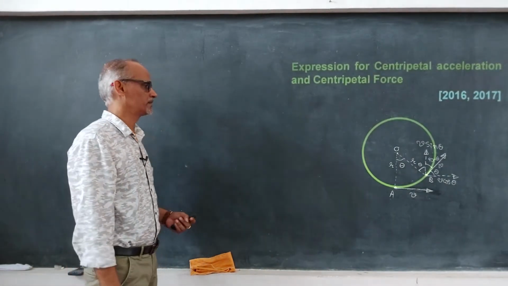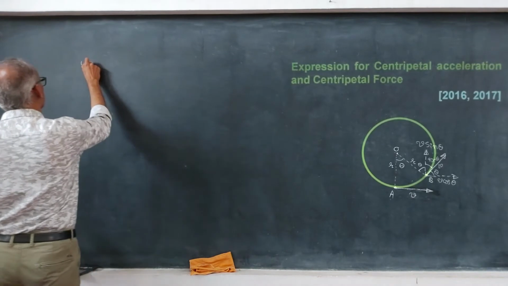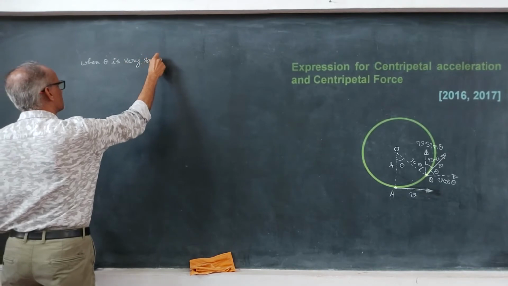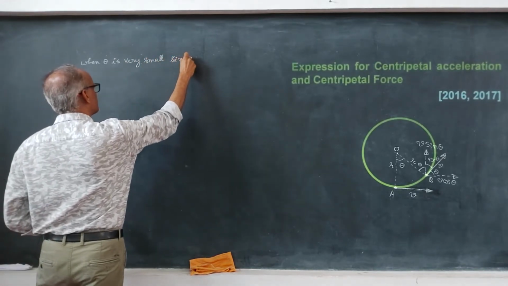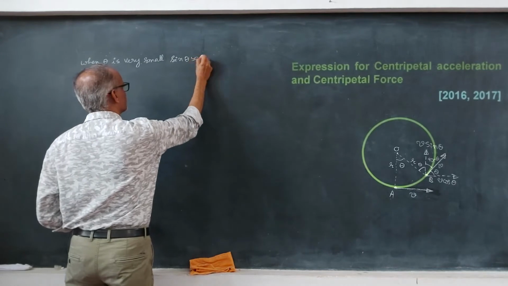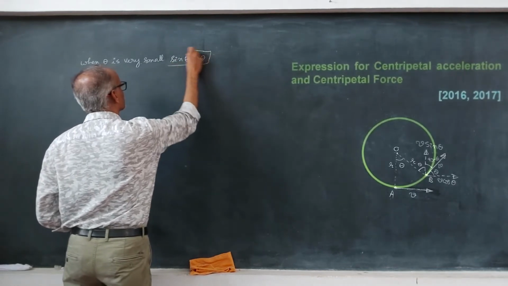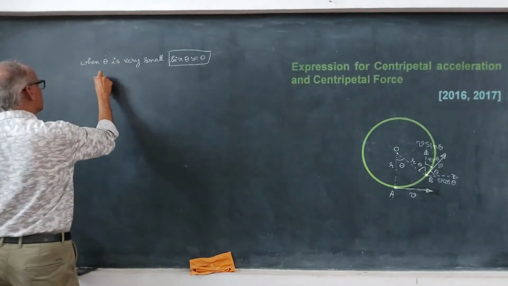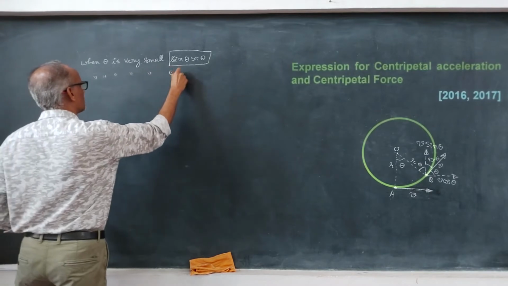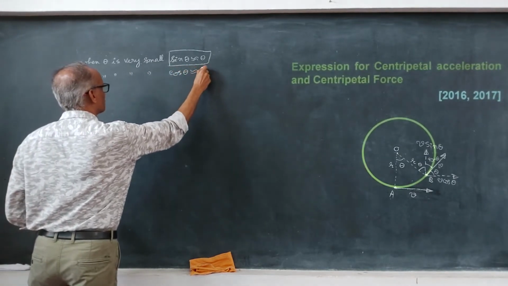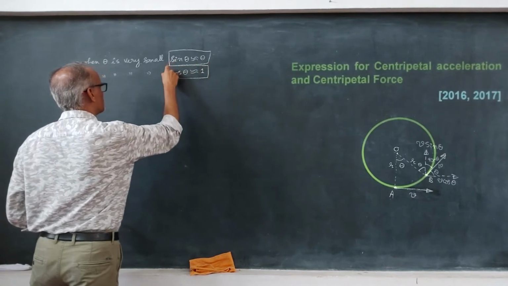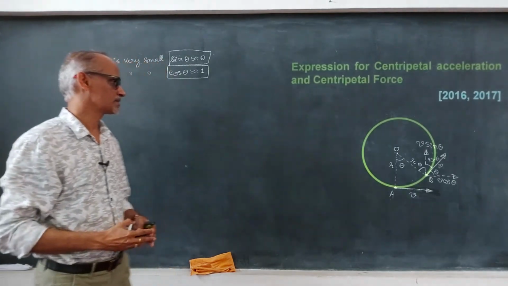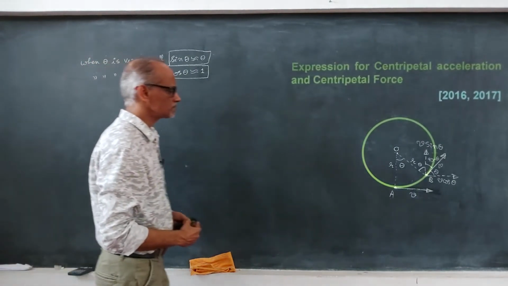So in this derivation, we are going to assume that when theta is very small, sine theta is approximately equal to theta. That is only when theta is very small. And when theta is very small, cos theta is approximately equal to 1. So we are going to use this information while deriving this particular equation. Okay. So now look at this here.